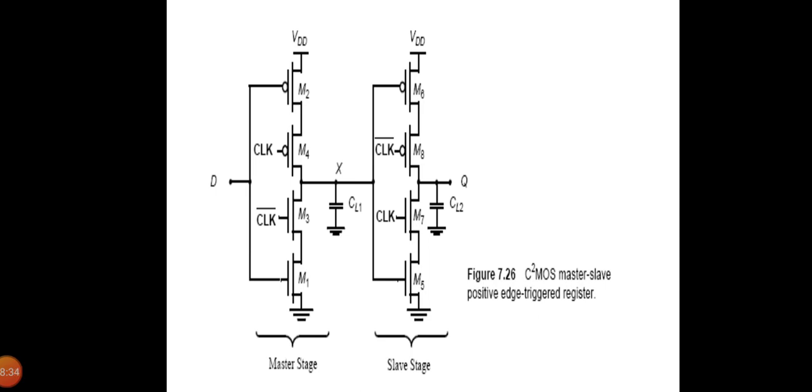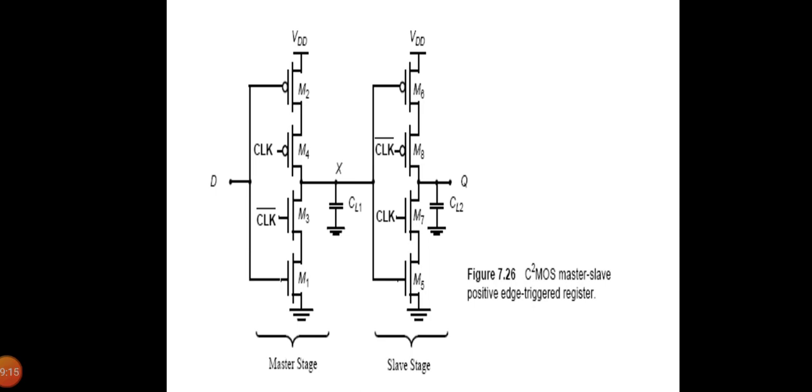The master stage is in evaluation mode now. Meanwhile, the slave section is in high impedance mode, or hold mode. Both transistors M7 and M8 are off, decoupling the output from the input. The output Q retains its previous value stored on the output capacitor CL2. The roles are reversed when clock is equal to 1. The master stage is in hold mode, that is M3 and M4 are off, while the second section evaluates, that is M7 and M8 are on. The value stored on CL1 propagates to the output node through the slave stage, which acts as an inverter.